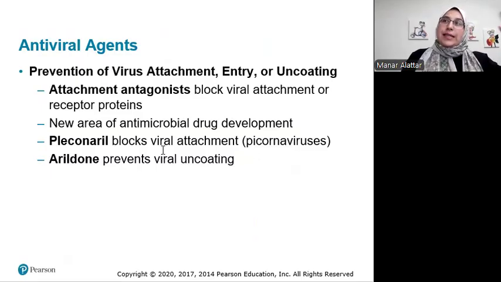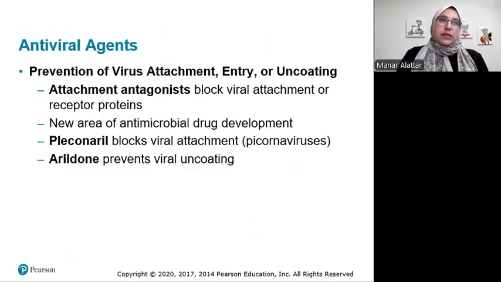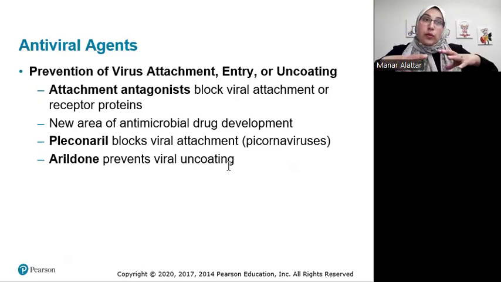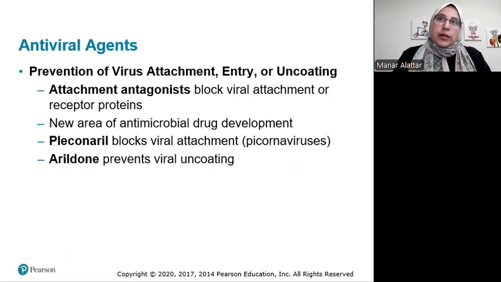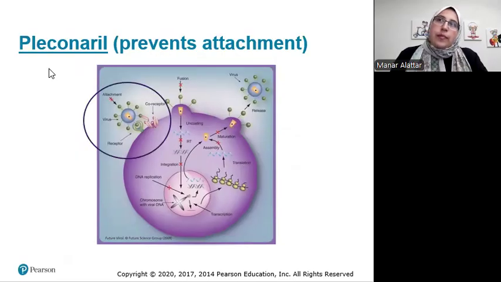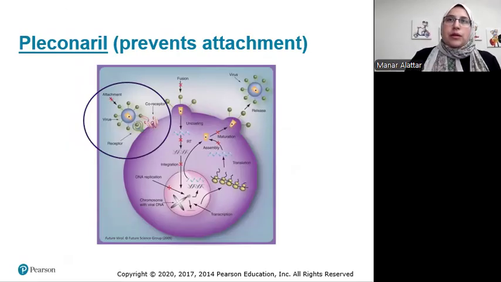And so we have just two antivirals that we'll talk about here, but there are many antivirals. Fluconazole blocks viral attachment, particularly in picornaviruses like cold virus, poliovirus, and some other viruses. And then aldrone prevents viral uncoating within the host. And so you can see here, this is just a reminder that we have our virus attaching to the host and then eventually fusing with the host and entering the host. But if you can block that attachment with an antiviral, for example, then you can block infection.